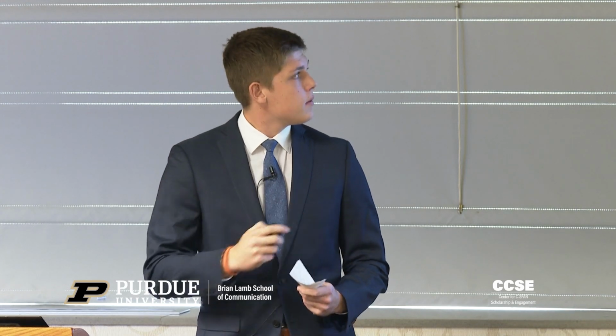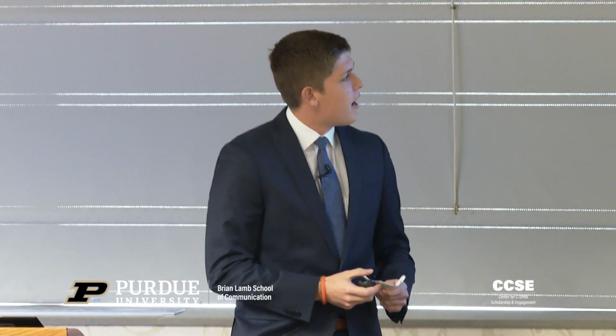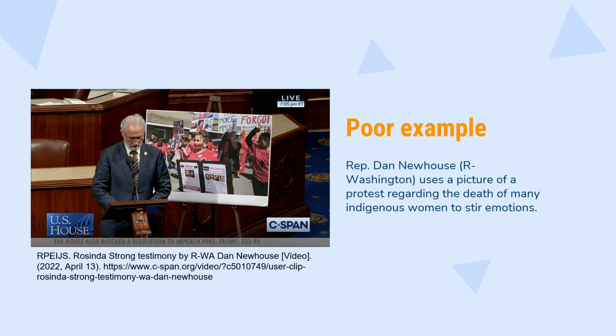Going forward, you have a representative of the House, Dan Newhouse, who is having a presentation on the death of Indigenous women, and more specifically, the death of Rosinda Strong. What you will see is that this visual aid is less so elaborated upon. Plus, I will also have some information about it later on, but let's first watch the video.